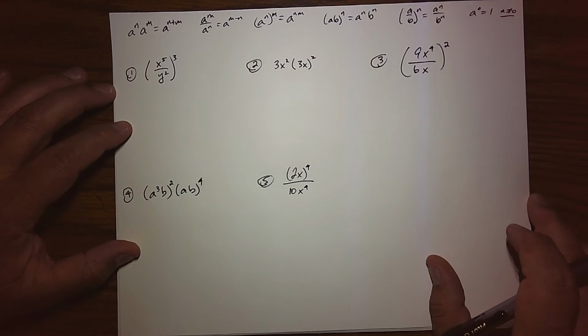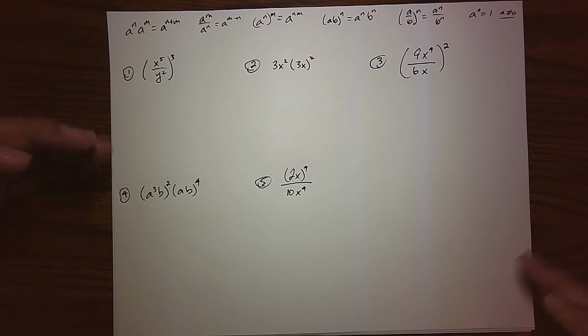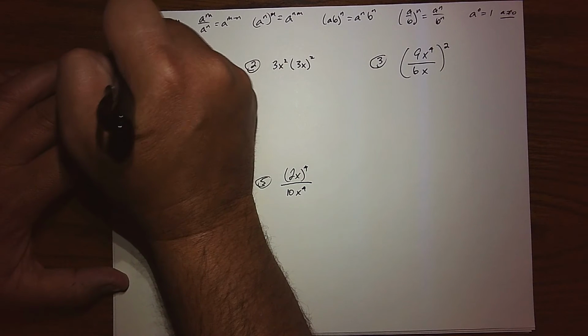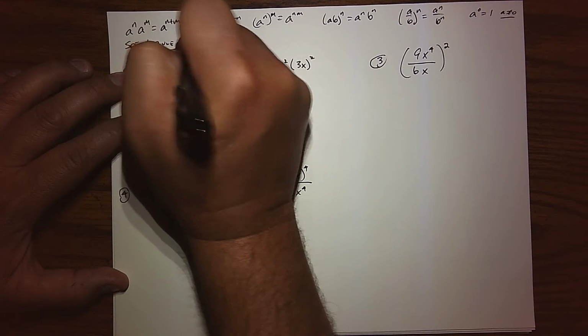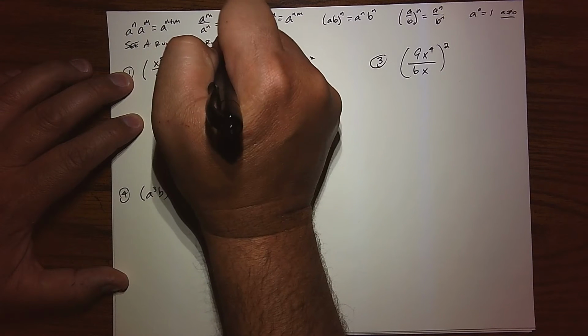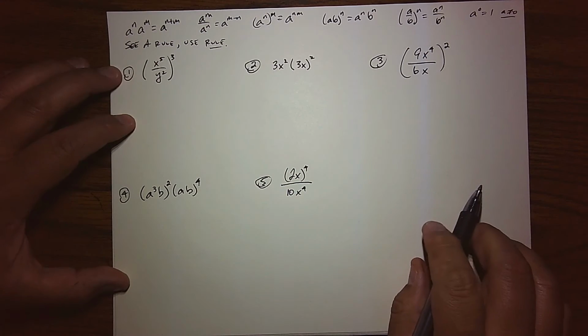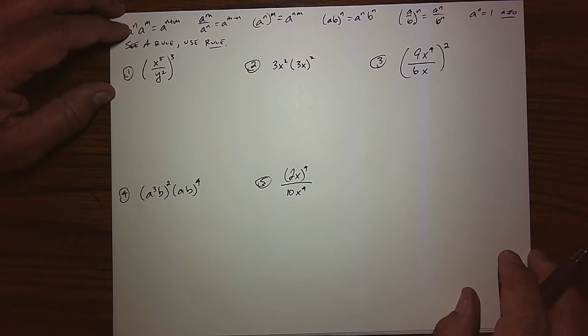Okay, so as promised, we have another round. The complexity gets a little bit more involved in these next 5 examples, but again, the idea is you see a rule, you use a rule, and you're going to be clear about what rules you're using by showing me your work. All right, so let's tackle these.